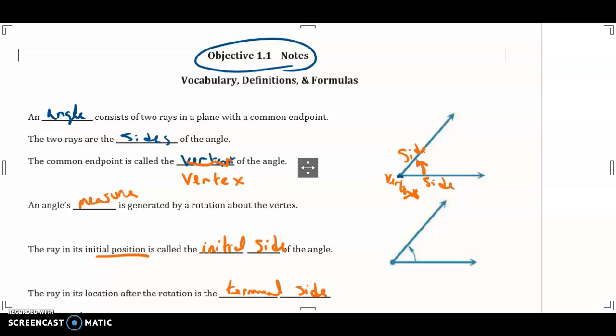So what this means is that an angle is going to begin here. This is called the initial side. And as you complete the rotation, this new side that is created is going to be called the terminal side.